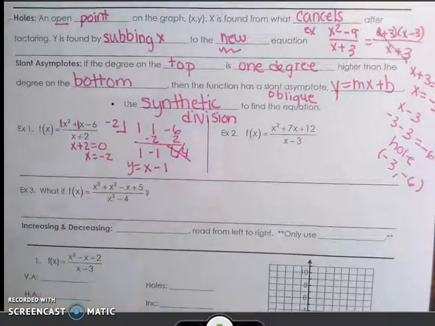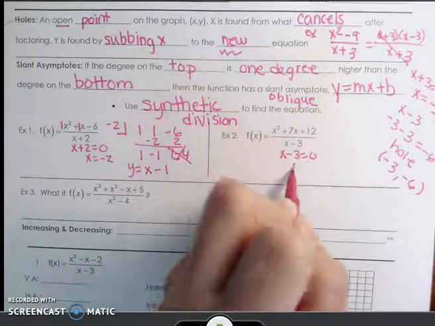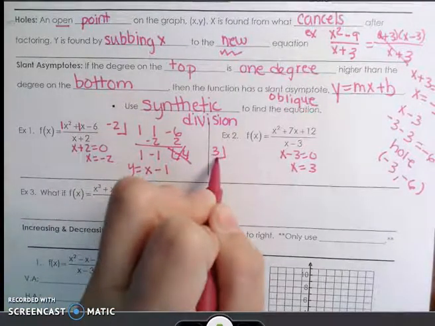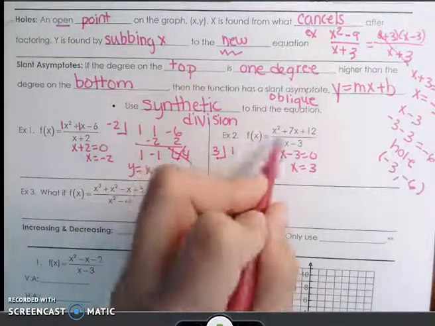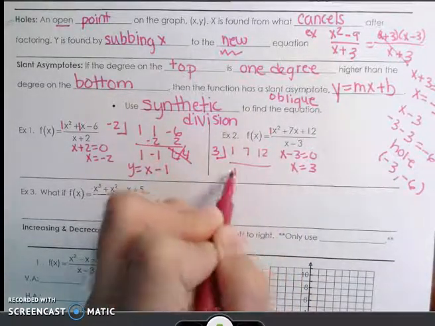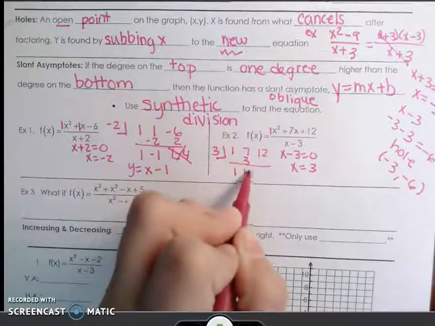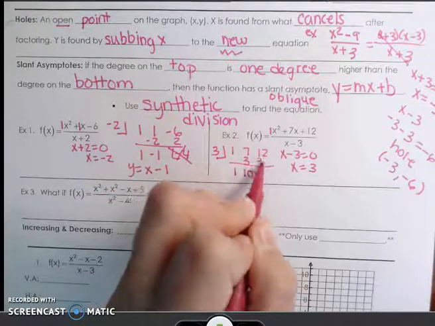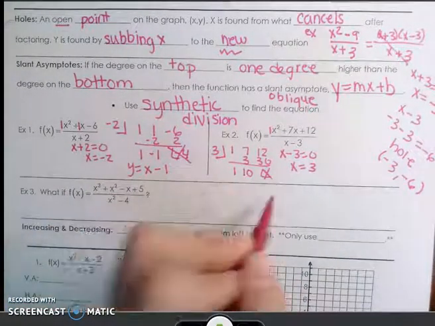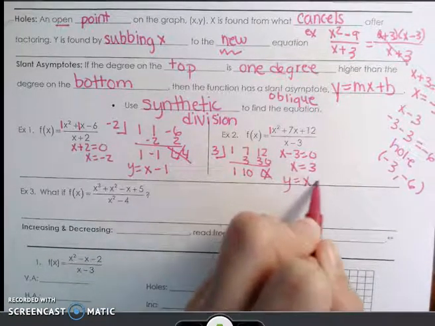All right, and then again to do the other one, set it equal to 0 and solve. So you get x equals 3. So you use 3 in your box, and then 1, 7, and 12. Bring down the 1, multiply, add, that gives me 10. And even though this is 30, it really doesn't matter. Don't bother wasting your time. So your slant asymptote there would be y equals x plus 10.